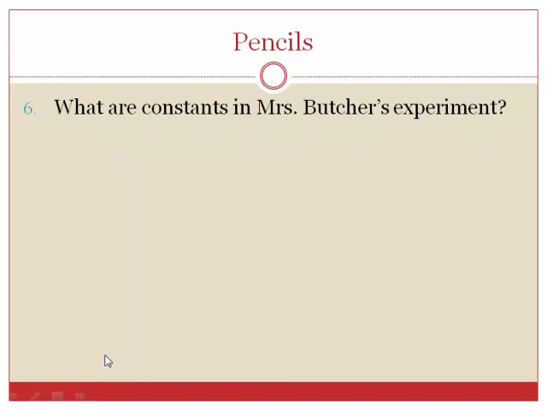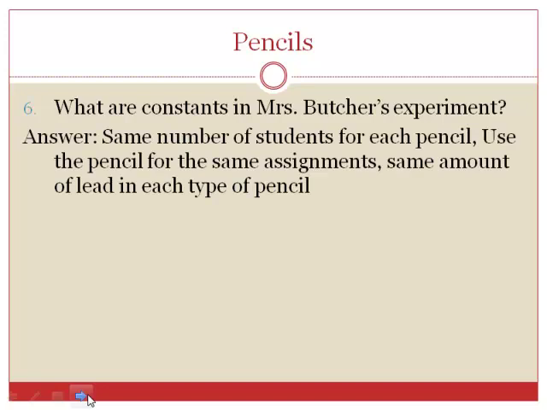All right. What are the constants in my experiment? So what were some of the things I needed to keep the same between the two groups? So sometimes whenever you read an example, they're not going to tell you right out what the constants were. Sometimes you have to think about it and come up with them on your own. So some answers you could put were the same number of students for each pencil, use the pencil for the same amount of assignments, and use the same amount of lead in each type of pencil. There's probably more you could think of, but those were the three most probably obvious and easiest to come up with.